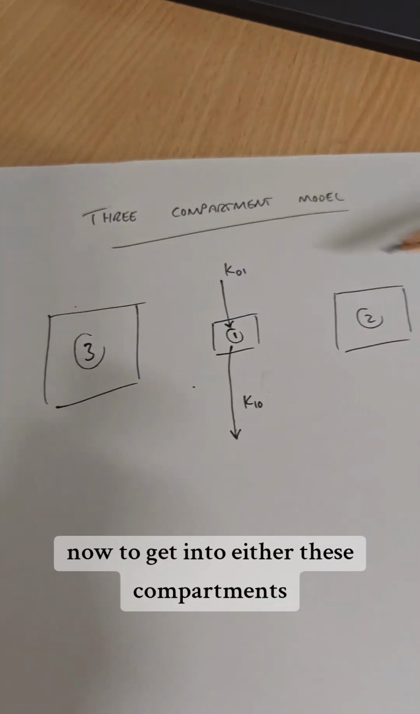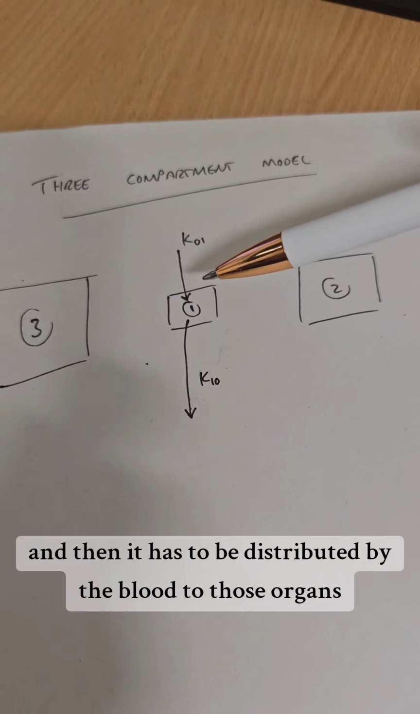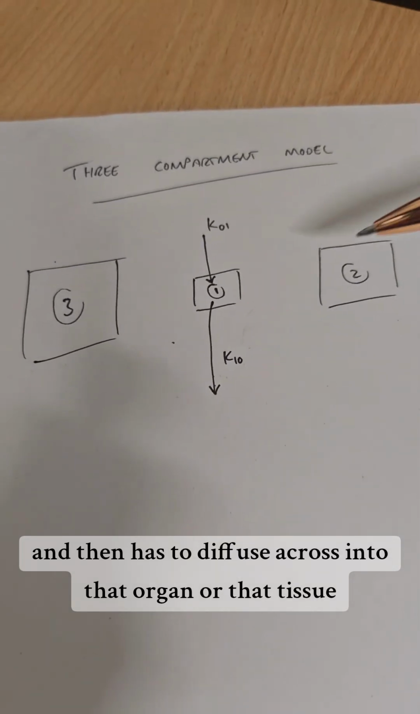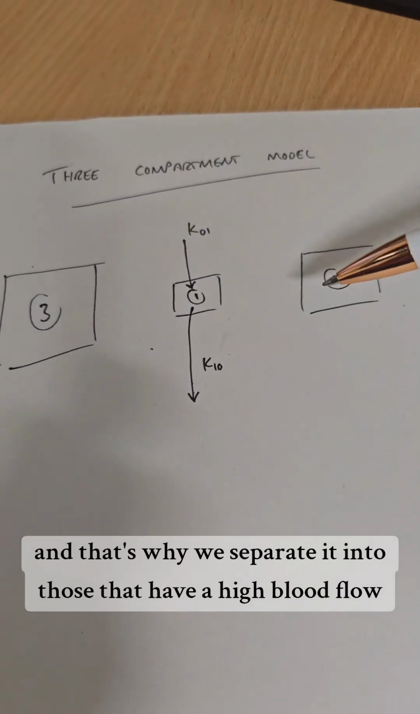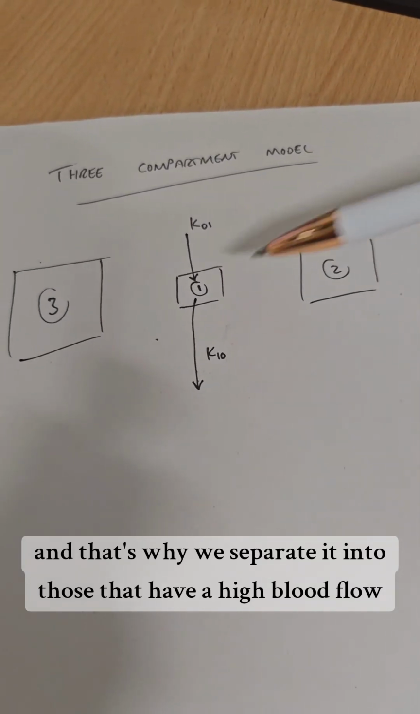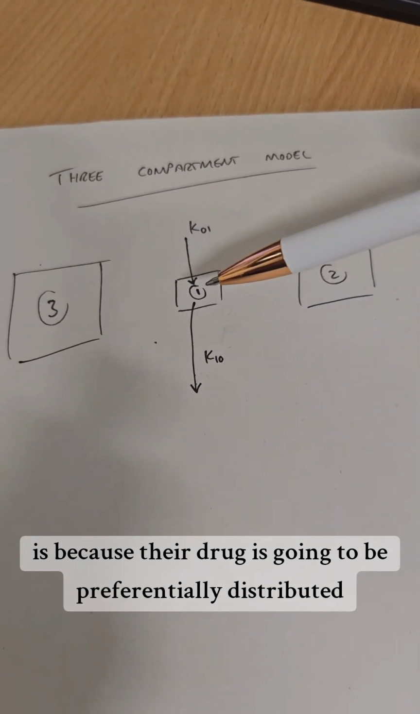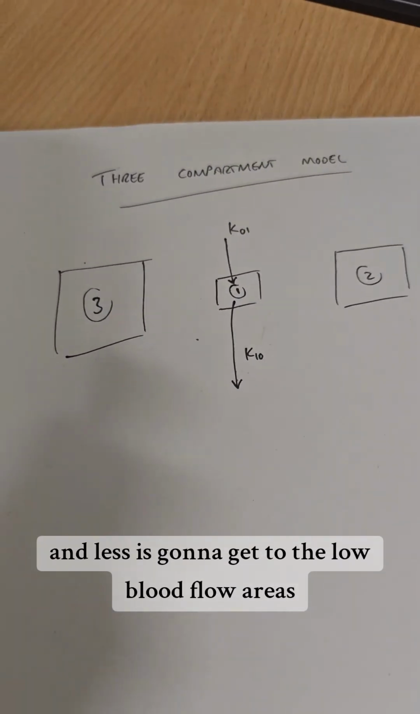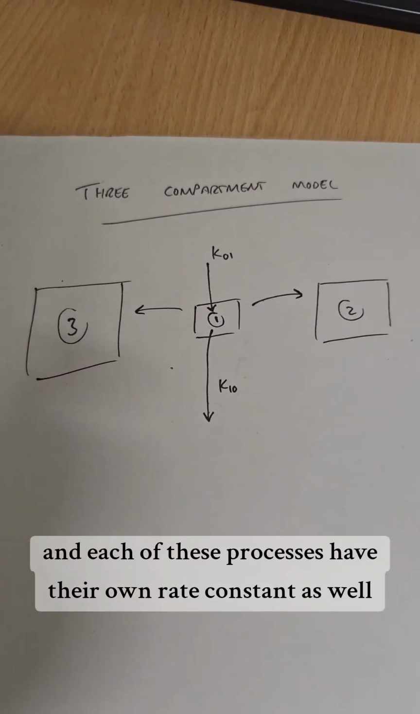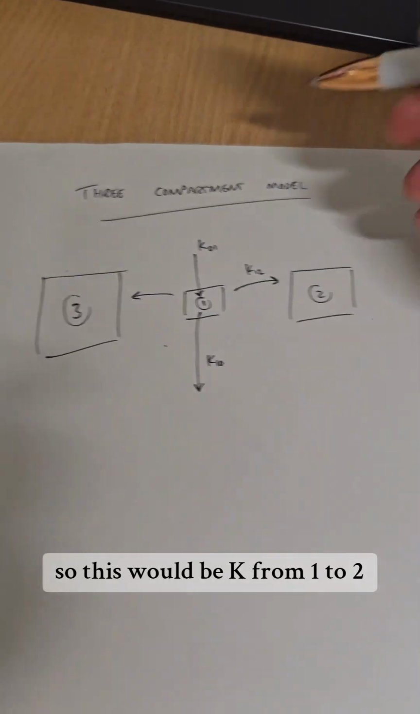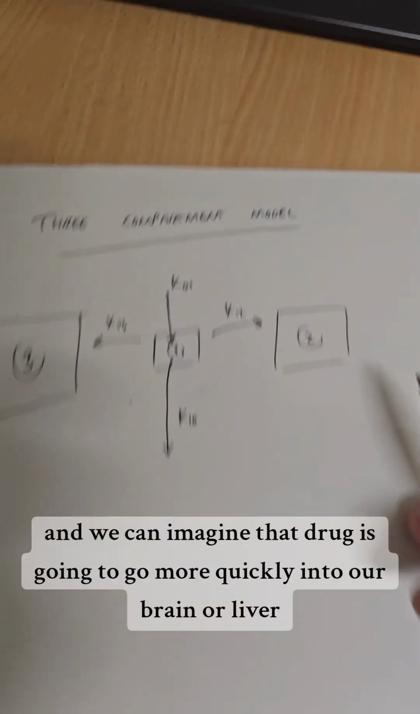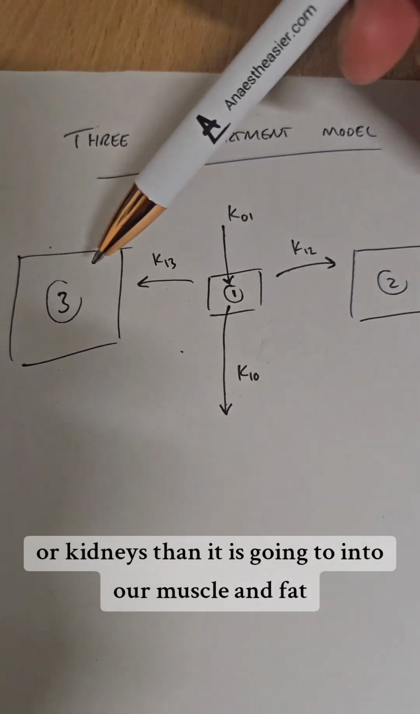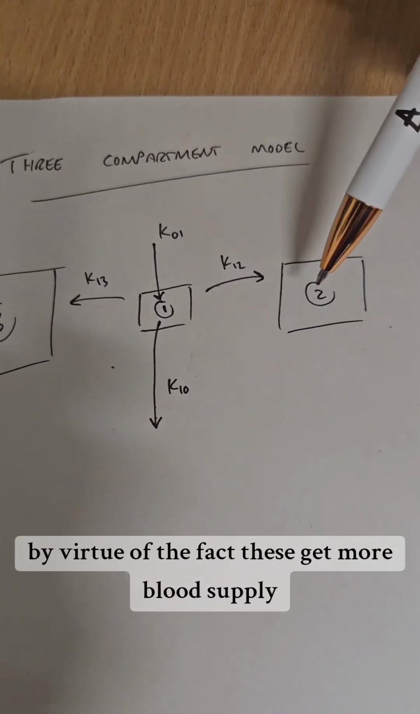Now, to get into either of these compartments, the drug has to be injected into the blood, and then it has to be distributed by the blood to those organs, and then it has to diffuse across into that organ or that tissue. And that's why we separate it into those that have a high blood flow and those that have a low blood flow, because the drug is going to be preferentially distributed to the high blood flow areas and less is going to get to the low blood flow areas. And each of these processes has its own rate constant as well. So this would be K1 to 2, and this would be K1 to 3. And we can imagine that drug is going to go more quickly into our brain, our liver, our kidneys than it is going into our muscle and fat, by virtue of the fact these get more blood supply.